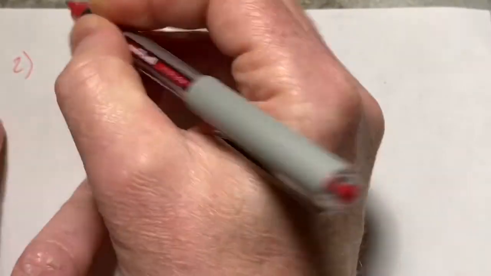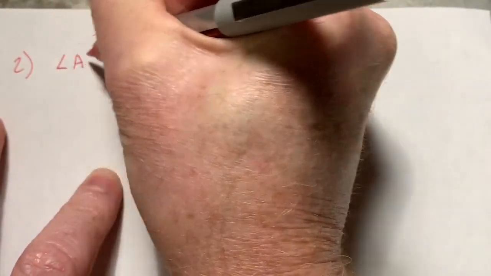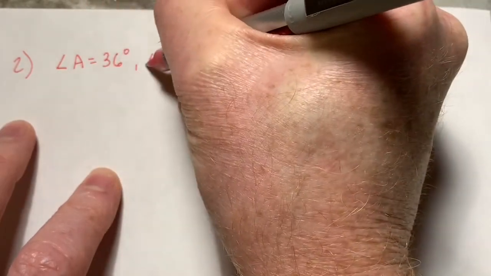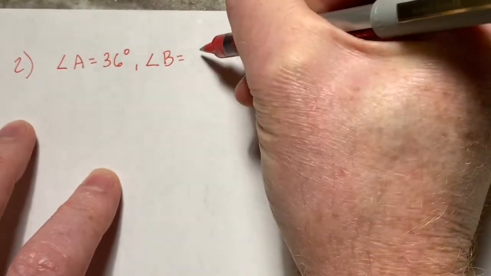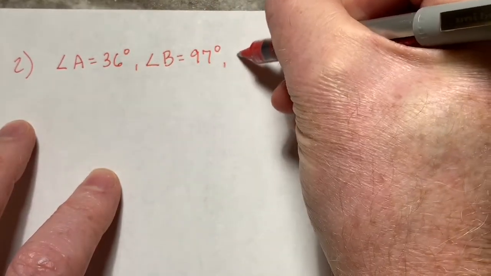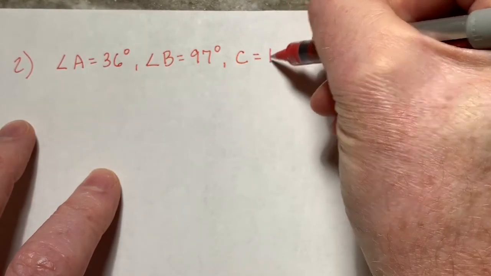All right, and whether I give you angle, angle, side, or angle, side, angle, you're roughly going to be doing the same thing. So, all right, here's example 2. Let's just say that I told you that angle A was 36 degrees and angle B was 97 degrees, but I give you side C is 12.